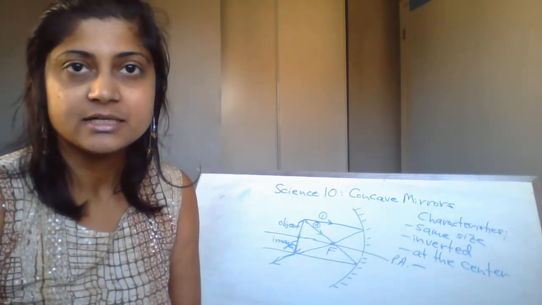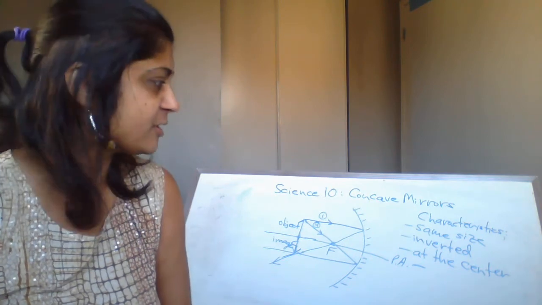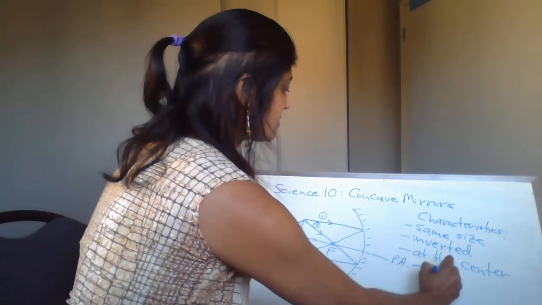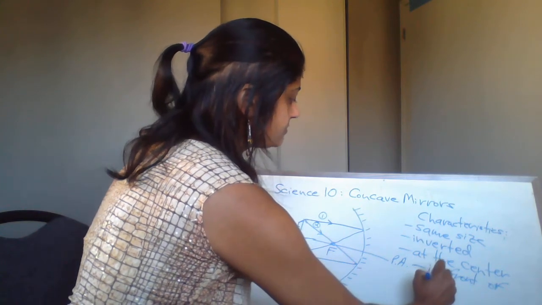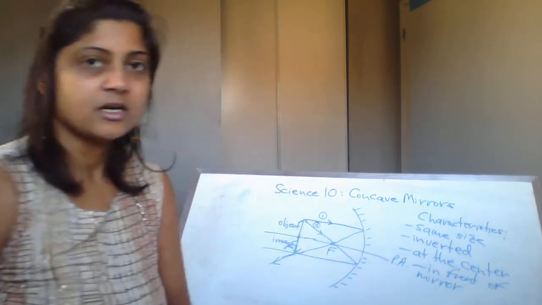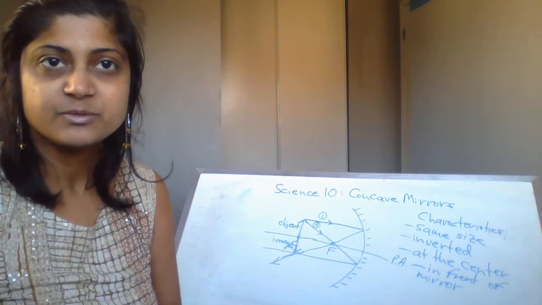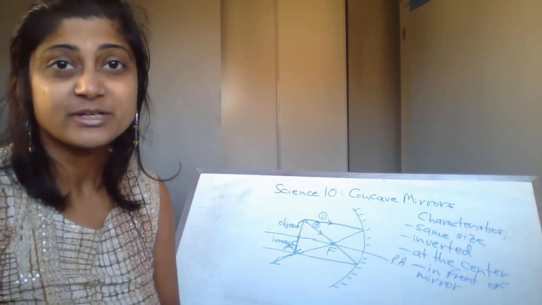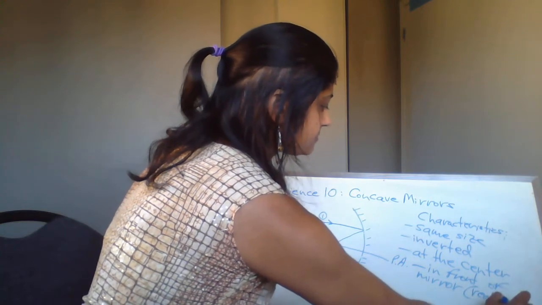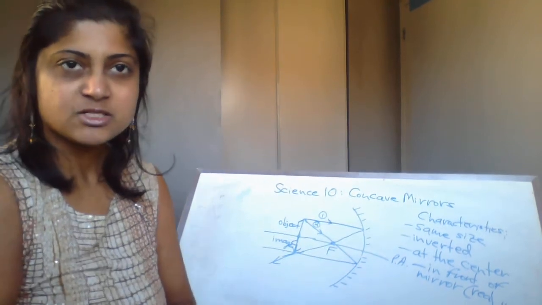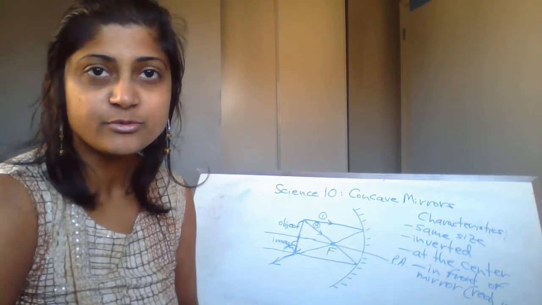And again, the image is forming in front of the mirror. So let's put that down. So in front of the mirror. And because it's forming in front of the mirror here, this is a real image that is forming. So I'll put it in brackets: real image.